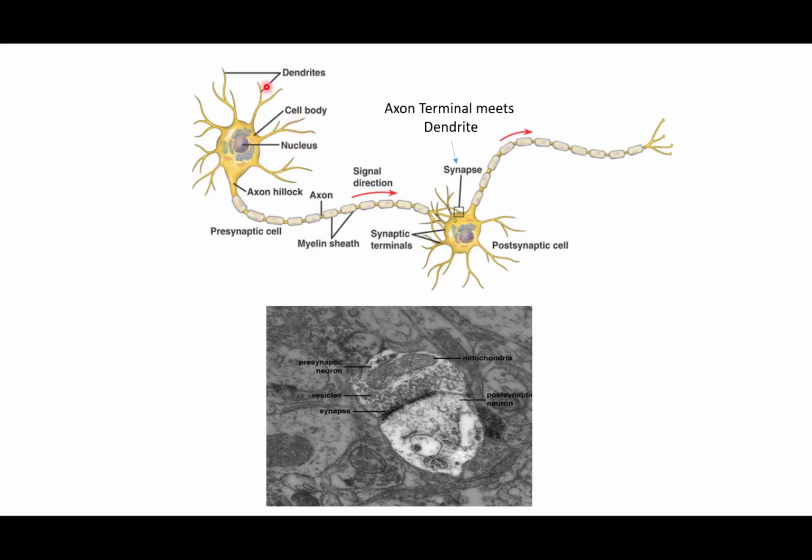Protruding from the cell body, you have dendrites. These dendrites will ultimately communicate with the axon terminal. So you have this region called the axon, A-X-O-N, and at the end of the axon, you have the axon terminal. So the axon terminal of the presynaptic neuron, which is this one here, meets the dendrites of the postsynaptic neuron at a region called the synapse.